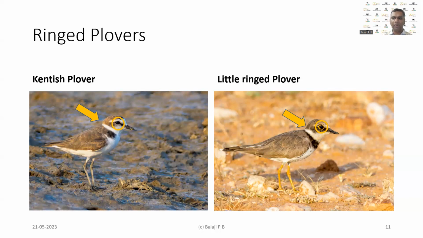And the other thing about the little ringed plover is that it has a very prominent unbroken breast band, which is also seen in the non-breeding plumages. But in the Kentish plover, in the non-breeding plumages, the breast band is broken. So it has an unbroken neck band, but the breast band is broken. So that's how you tell a Kentish plover from a little ringed plover.